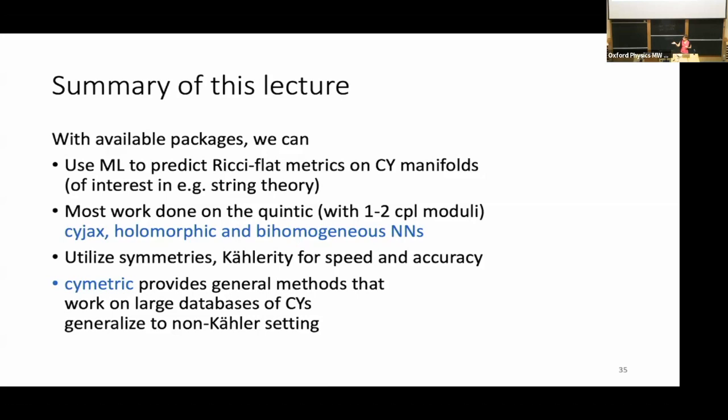This is just a summary of what people have done. Most work in the literature is done on the quintic with a couple of complex structure moduli turned on. There are also more general methods that work on other kinds of Calabi-Yaus. There is also ongoing discussion and testing where people use symmetries, the Kähler constraint and so on to improve speed and accuracy of the methods.